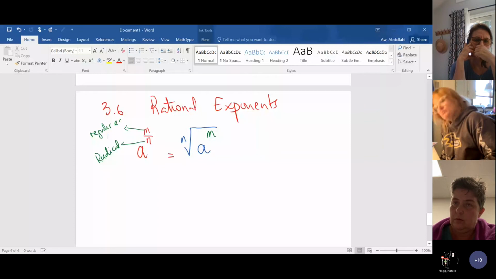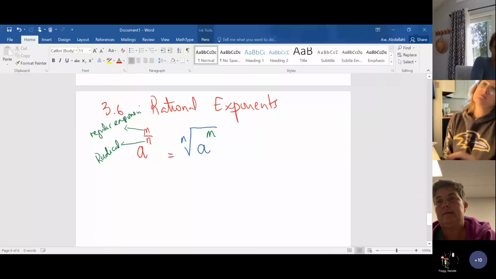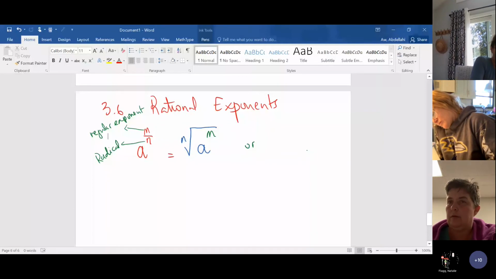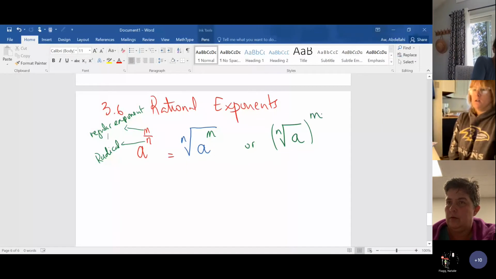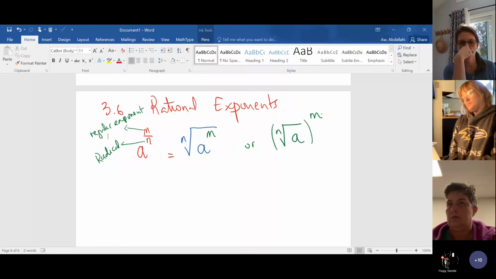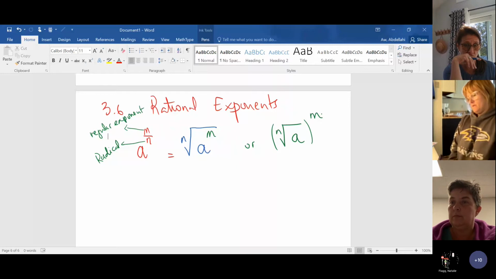Or you can do the vice versa. You can do the nth root of a and then raise it to the m power. Both ways work. You can apply the radical first and then raise it to the power, or you can raise it to the power and then apply the radical next, right? But every time you see a rational exponent, an exponent that is a fraction, it has two actions. You're going to raise to a power and you're going to take the radical, right?